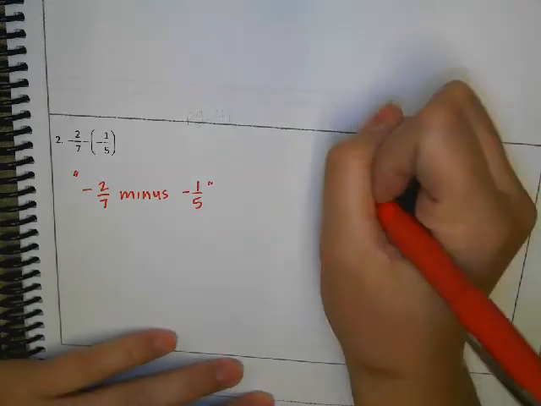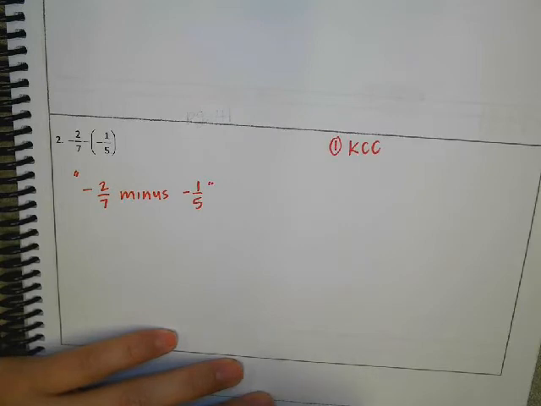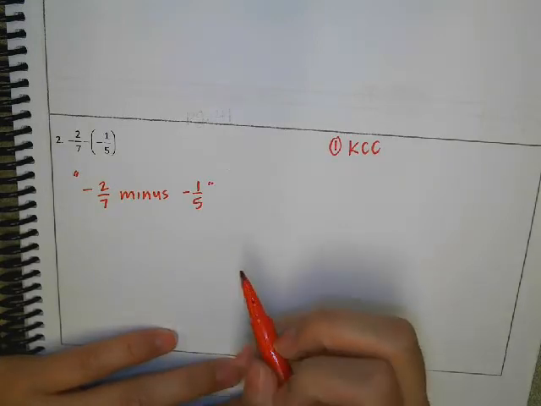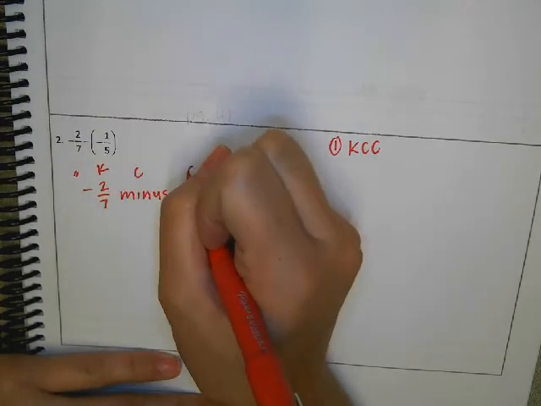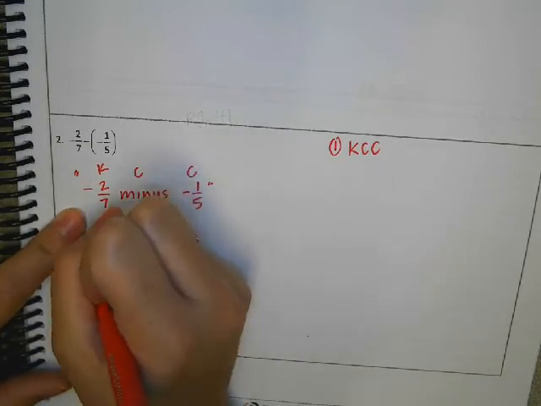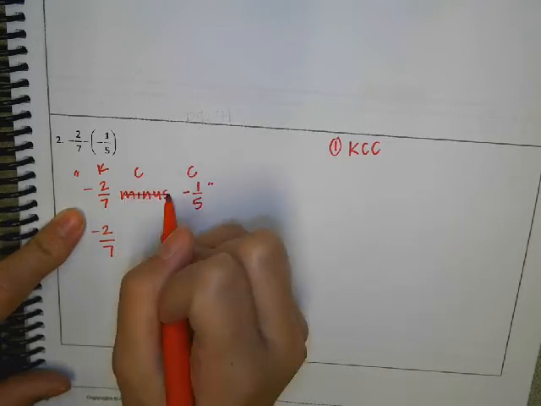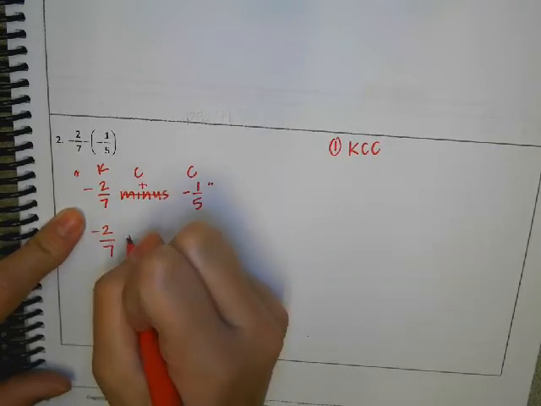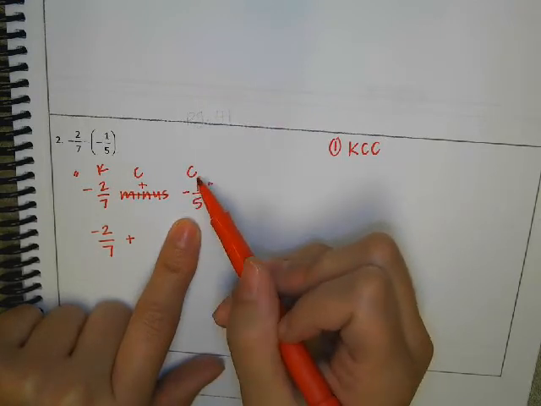The first thing that we're going to do is we're going to use keep, change, change. Okay, we're going to change this minus to an addition problem. So I'm going to, again, use keep, change, change. So I'm keeping negative 2/7 the same. I'm going to change my minus to an addition. And I'm going to change this negative 1/5 to its opposite.